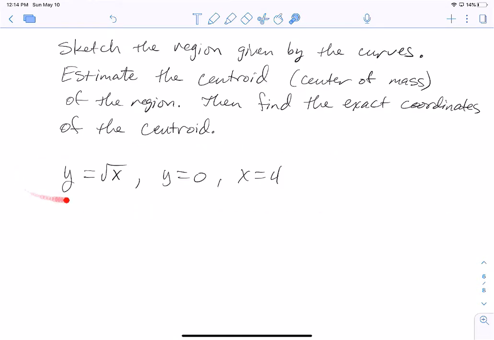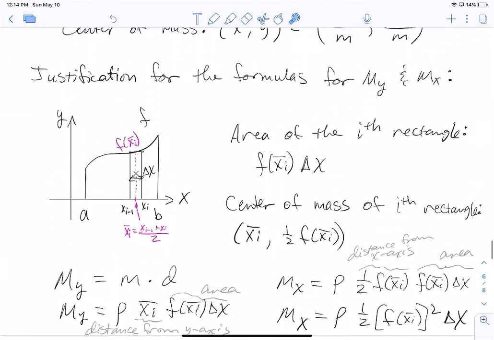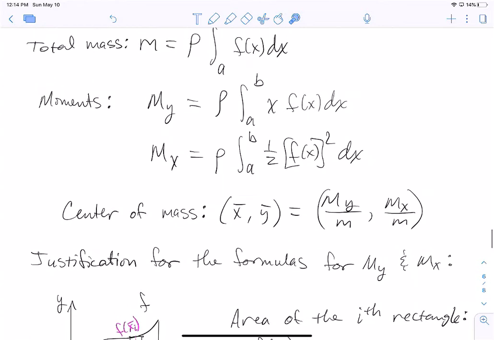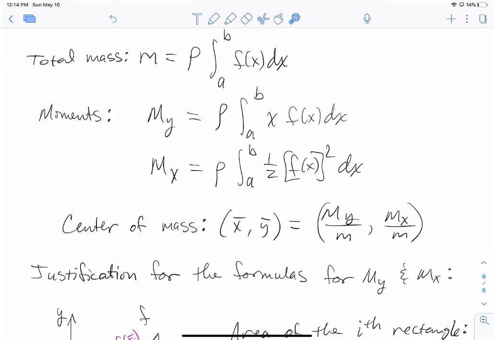Looking at this, we may be thinking, hey, there's no rho. What's the density? It's uniform density, and you'll see that in the expression for total mass, we have rho. For m sub y, the moment about the x-axis, we have rho again. And so when we divide m sub y divided by m, rho is actually going to divide out.